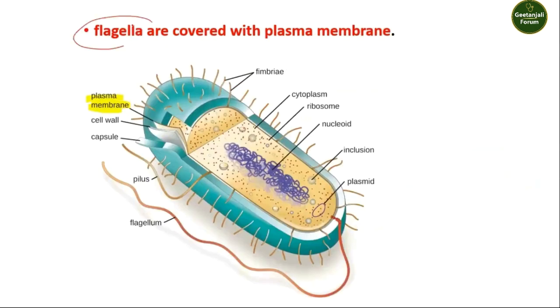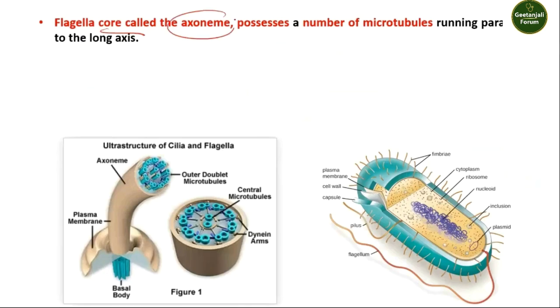The flagella of a eukaryotic cell is covered by plasma membrane. This is the plasma membrane. See, plasma membrane is present in cell. There is cell wall and capsule. So plasma membrane covers the flagella. We can see here. The core of flagella is called axoneme. This is the axoneme. This core area is axoneme. In this, a number of microtubules are present. You can see here. These are the microtubules.